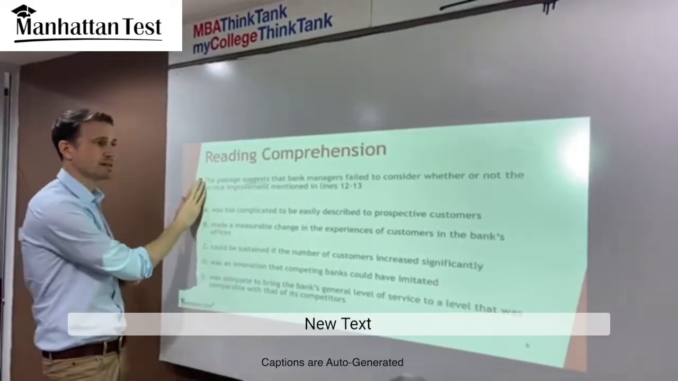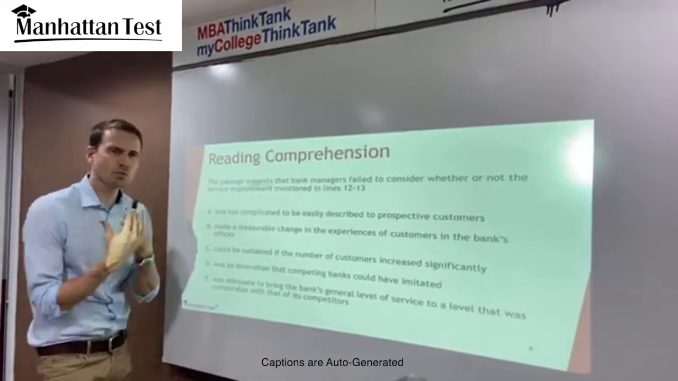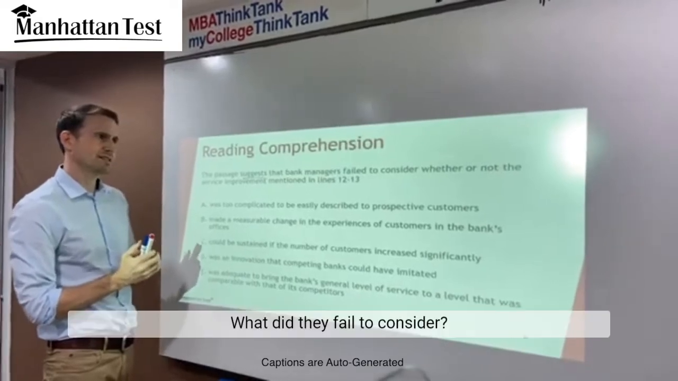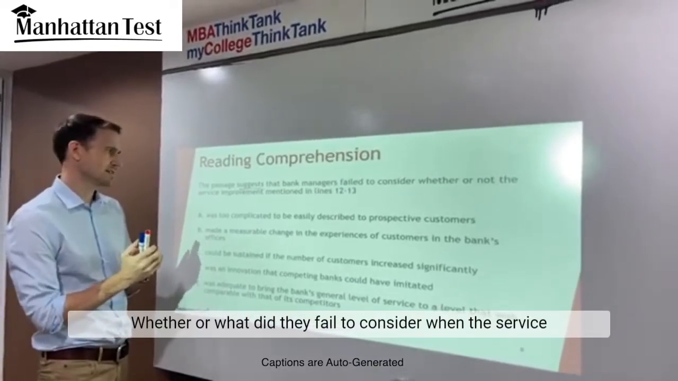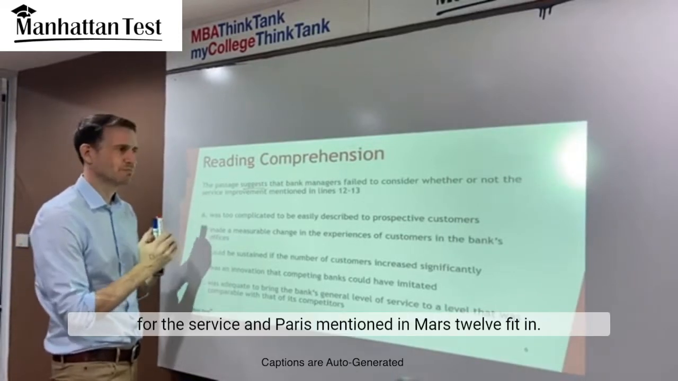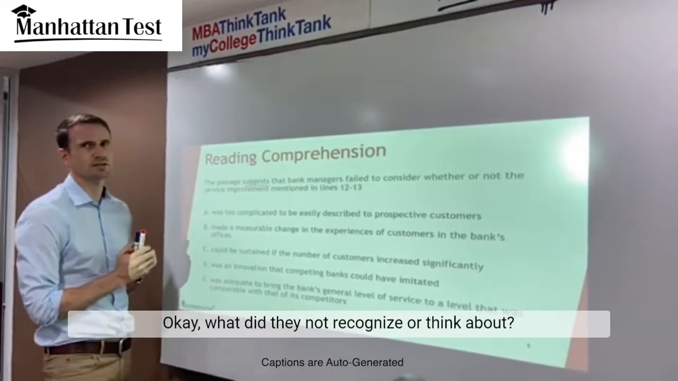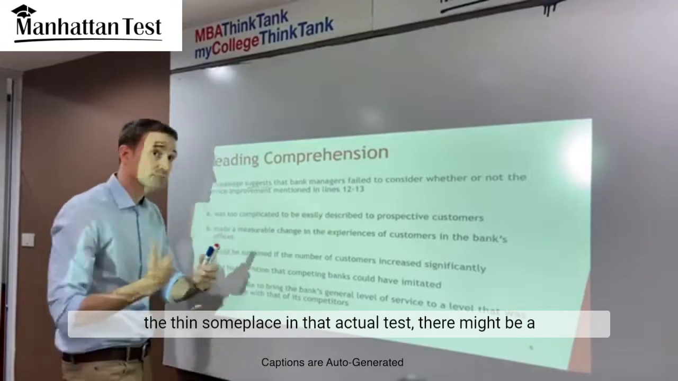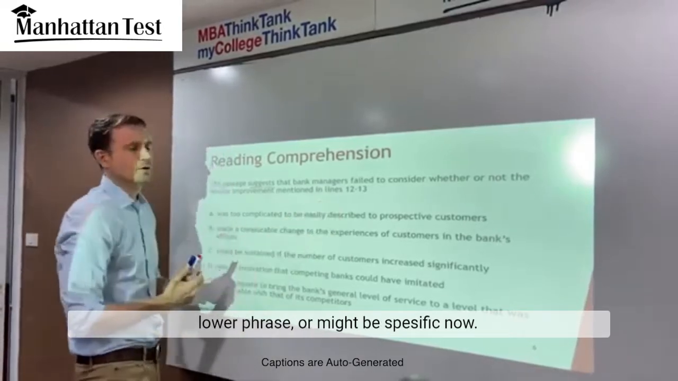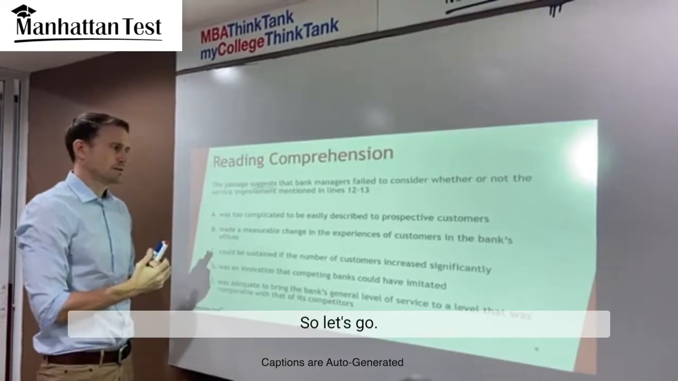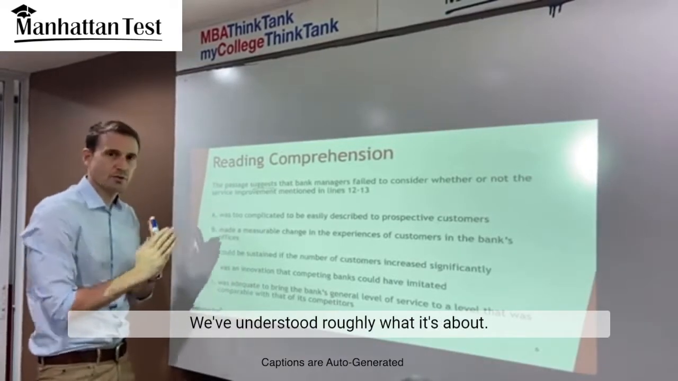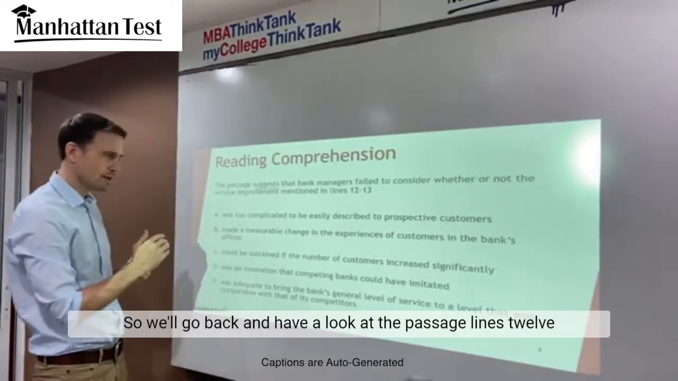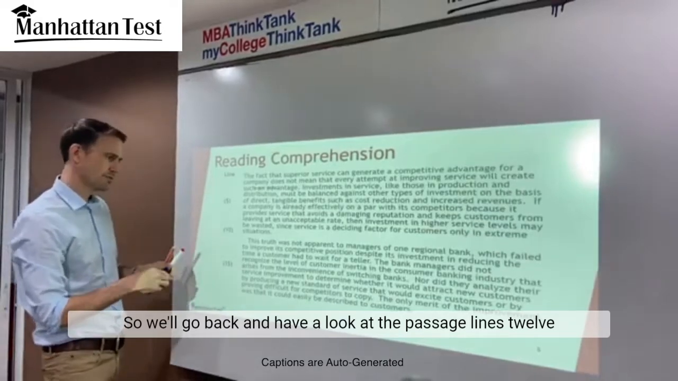They're not going to have a correct answer which doesn't come from the passage. Okay, so the passage suggests that bank managers failed to consider whether or not services. We ask ourselves, what's it asking us? Bank managers, what did they not consider? What did they fail to consider when the service improvements mentioned in lines 12 to 13? What did they not recognize or think about? We have a clue where to look in the passage, lines 12 to 13. Sometimes in the actual test it might be a bolded phrase or it might be a specific noun. So we've read the passage for meaning, we've understood roughly what it's about. We know it's lines 12 to 13, so we'll go back and have a look at the passage. Lines 12 to 13.